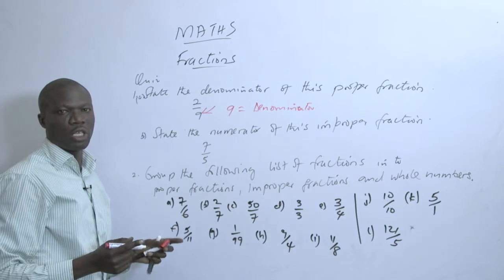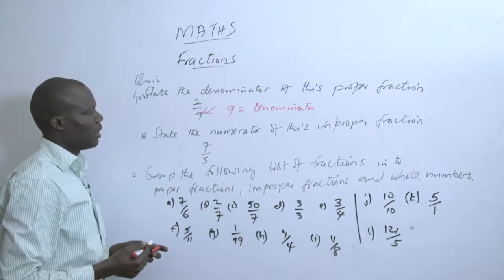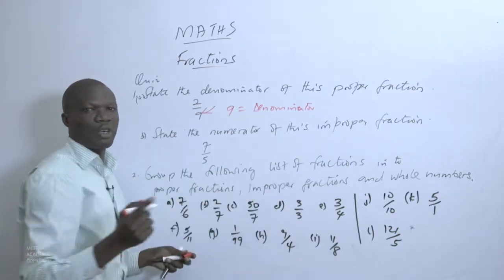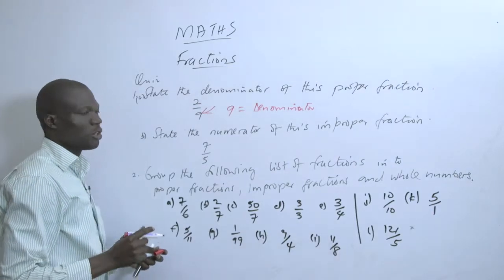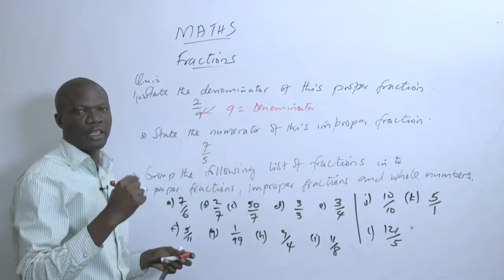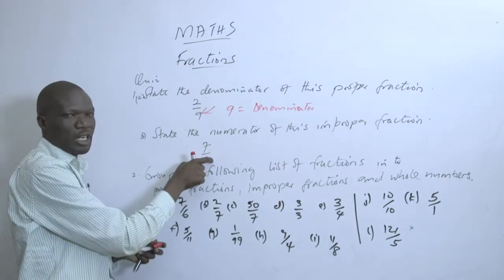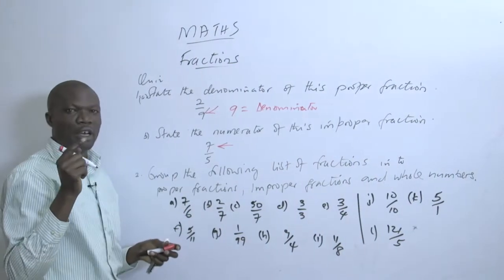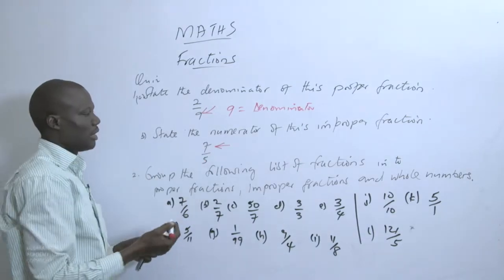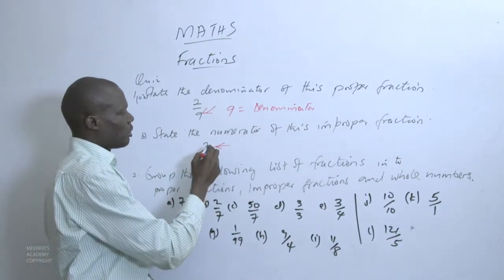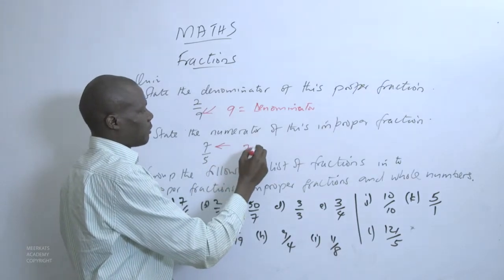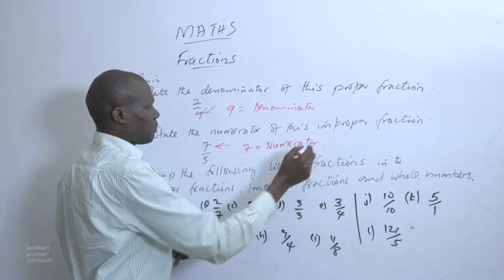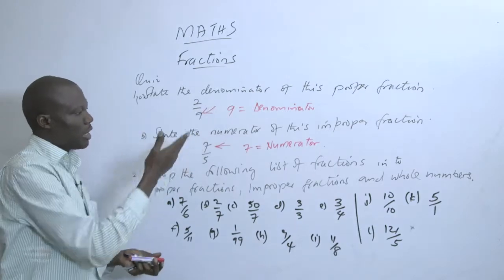The second question, state the numerator of this improper fraction. So it's not always true that the numerator should be the one which is larger than the denominator. For improper fractions, we first said that those are those fractions whose numerators are larger than the denominator. And if the denominator is what is down, so 5 is our denominator, which implies that 7 in this particular case is our numerator, as much as it is larger than the denominator, which is 5. So 7 forms our numerator. So we are done with question 1 and 2.